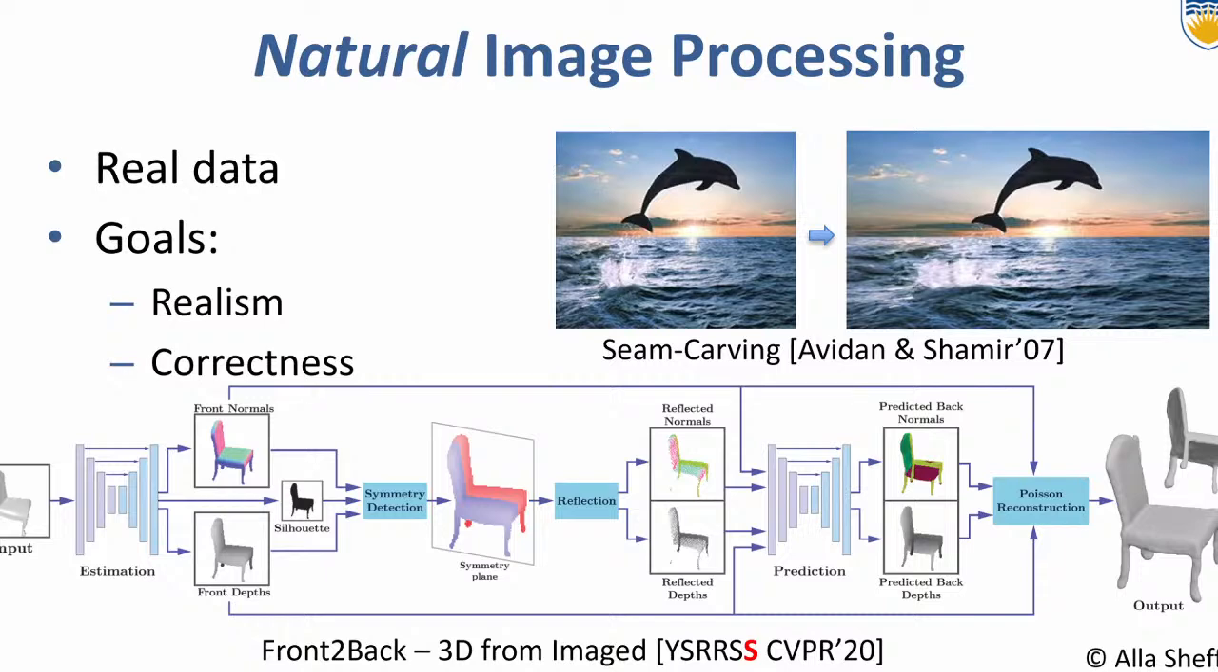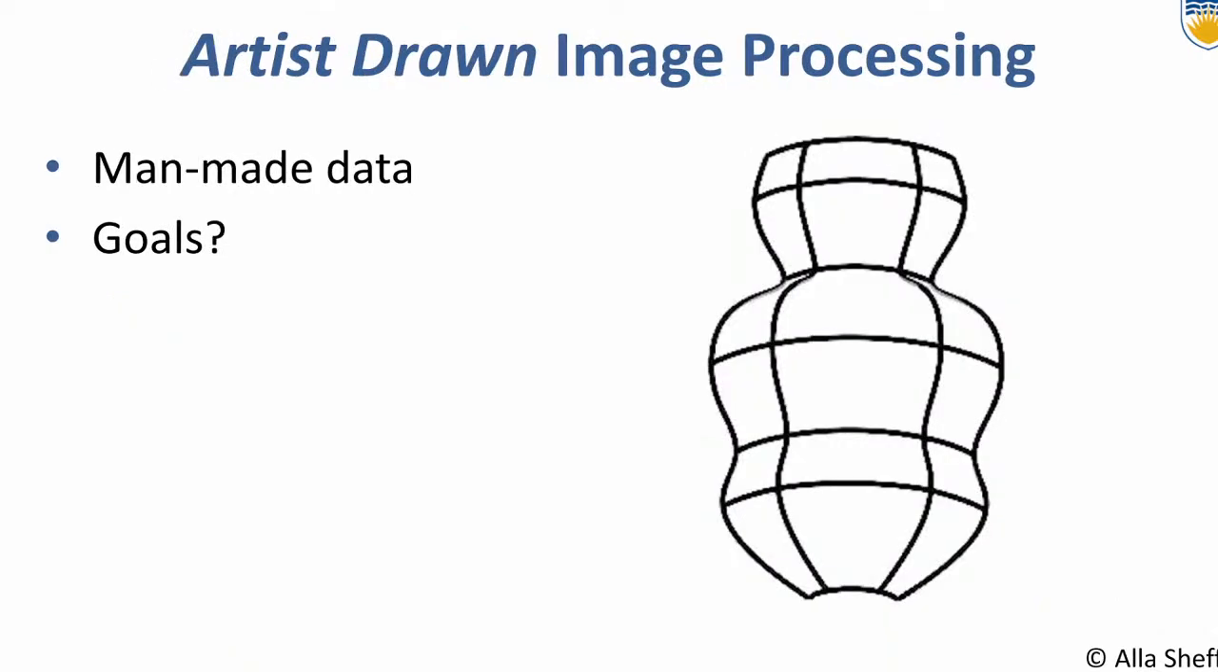And if you think about algorithmic goals, you'll be thinking about things like realism, as in how real things look and how correct they are. When we talk about artist-drawn image data, what we talk about is data which is man-made or human-made, and the goals are going to be very different because we are no longer talking about realism, because we're talking about artistic outputs and therefore artistic inputs and artistic outputs.